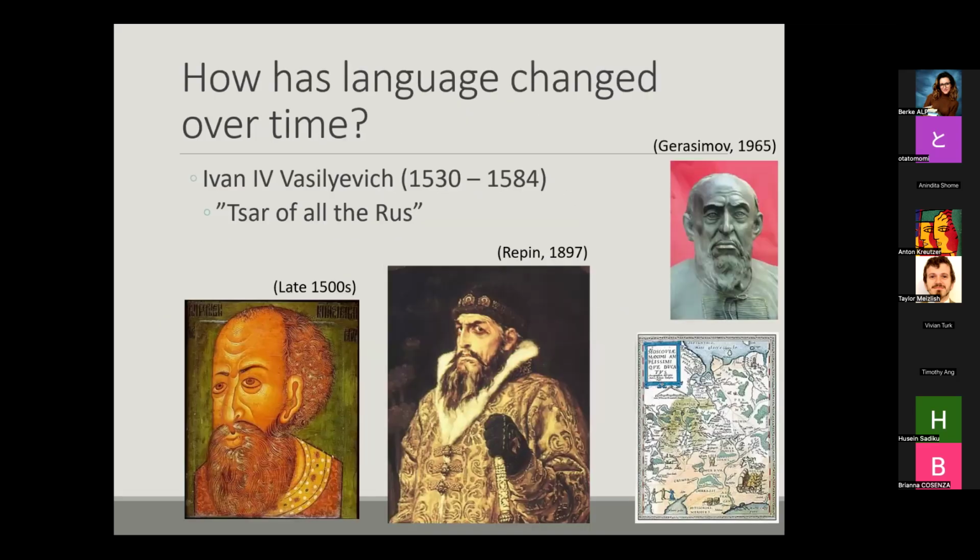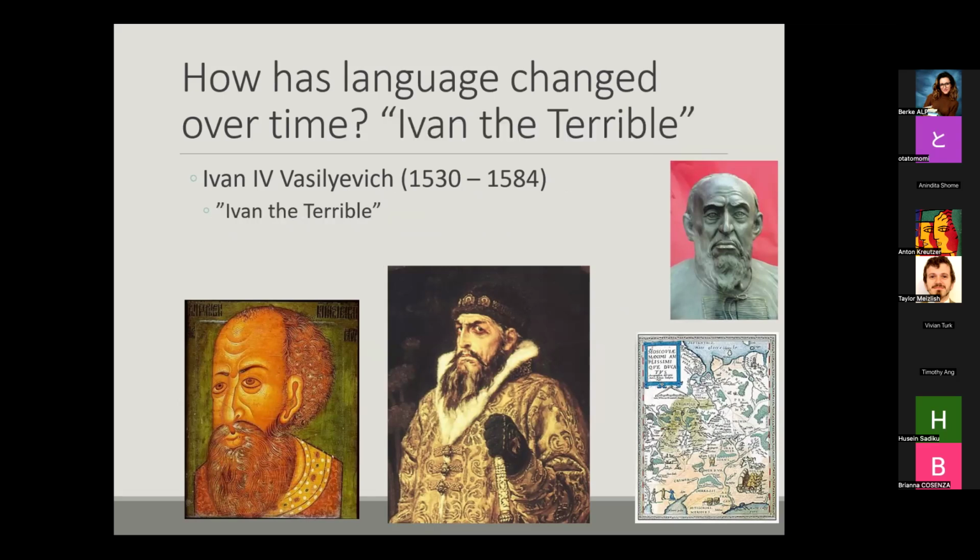Another example: how has language changed over time? There's a historic character being shown here, three images made in different times and with different methods. Ivan the Fourth, called Tsar of all the Rus, also known in English as Ivan the Terrible, right? In Russian, Ivan Grozny, Grozny means awe-inspiring or formidable. And this is kind of a mistranslation, Ivan the Terrible.